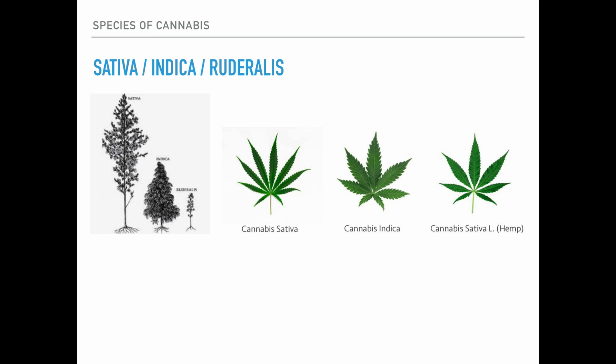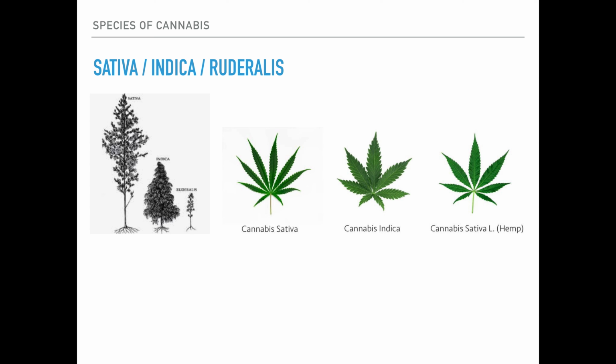If you look on the far left-hand side of your screen, you'll notice there's a very, very tall, lightly foliated plant. That's a cannabis sativa plant. In the middle, we have a densely foliated plant. That's an indica plant. And at the end, we have ruderalis, which is a very small, sparsely foliated plant.